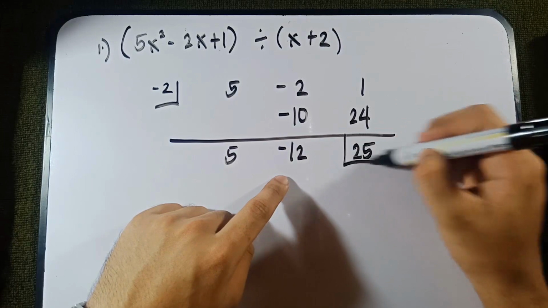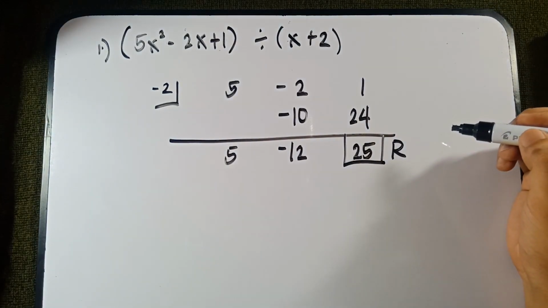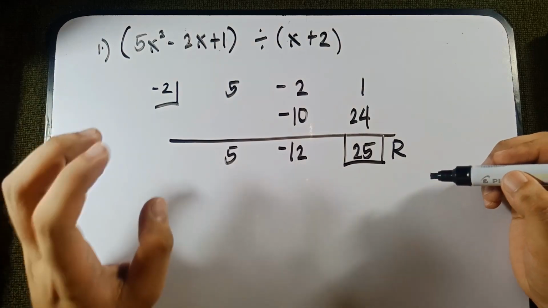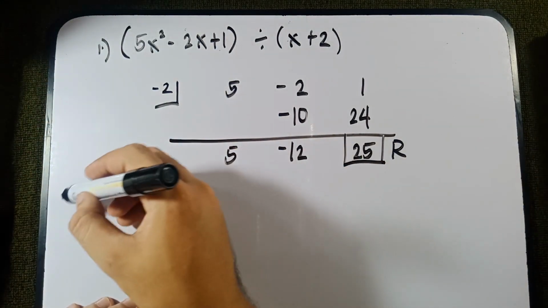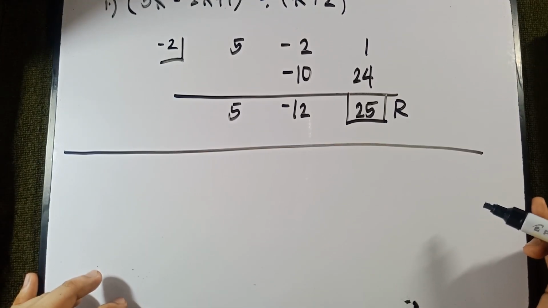And we all know that this is our remainder. Ito yung remainder natin yung 25, yung huling value doon sa ating synthetic division. Okay, so ito yung using synthetic division. Alright? Ito naman yung using the second method, yung calculate p of r.